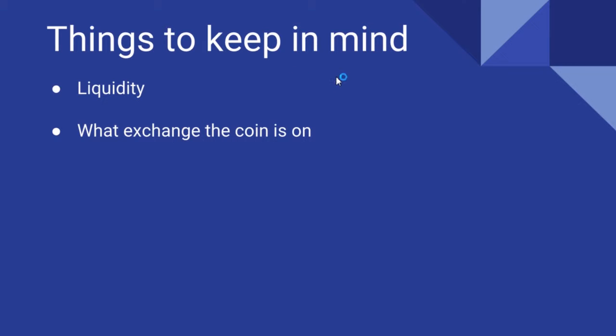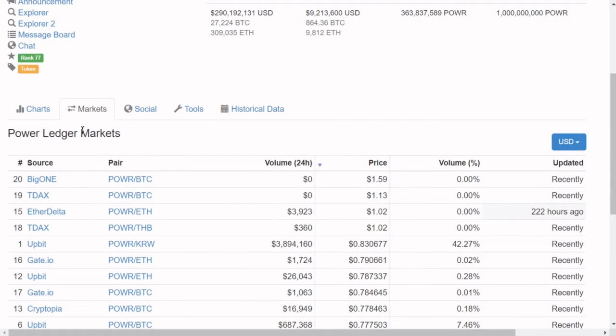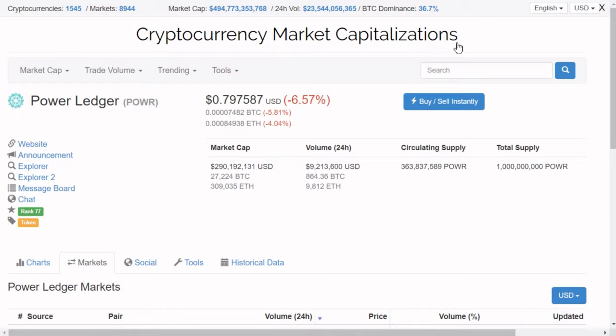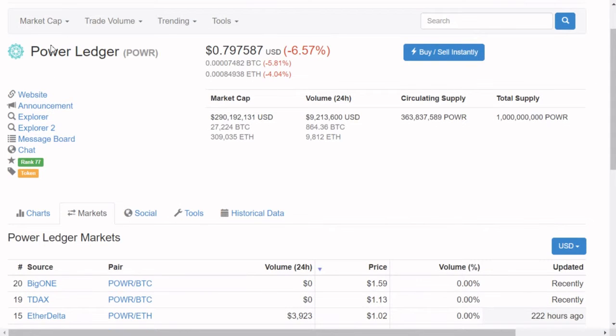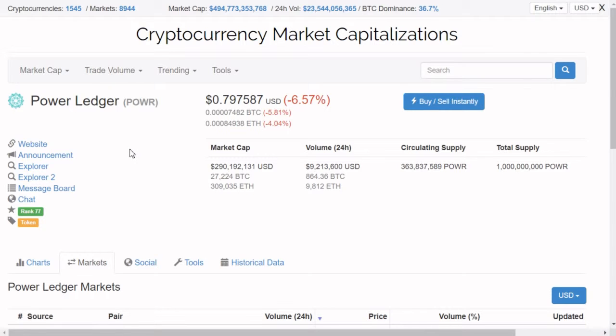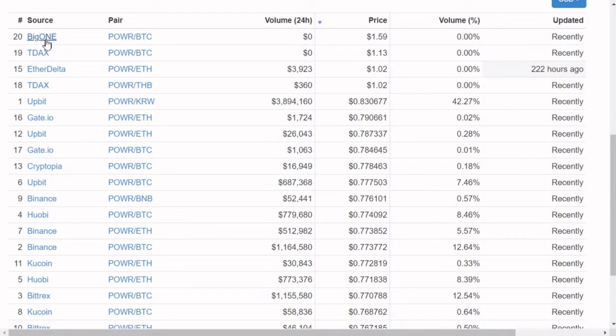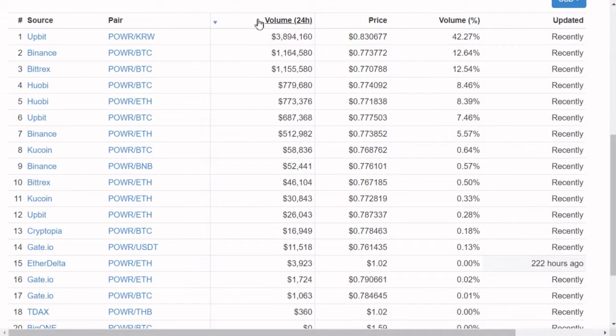So, what exchange is the coin on? As I said, the way to do that is go to CoinMarketCap, go to Power Ledger, go to the markets tab, or go to whatever coin you want. Sorry, not necessarily Power Ledger. Go to whatever coin, and you can see where it's on, and it'll be sorted by volume, so where the most liquidity is within the last 24 hours.